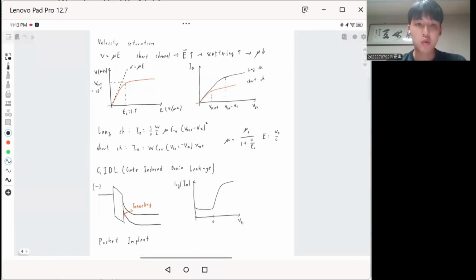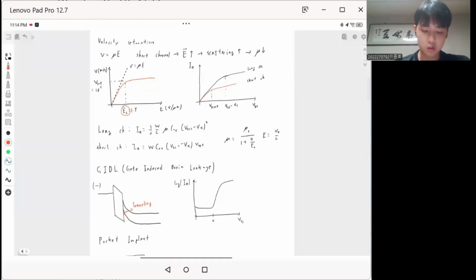When the channel is long, we can write that velocity is mobility times the electric field. But when the channel is shorter, the electric field becomes much stronger. So carrier scattering increases and mobility goes down. So velocity is not linear to the electric field. When the electric field reaches the critical electric field, the velocity saturates.